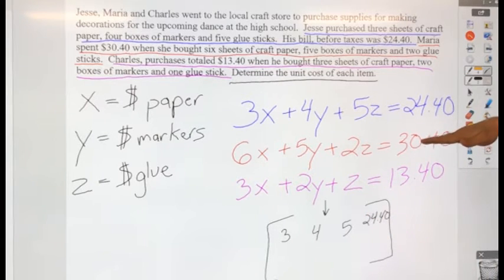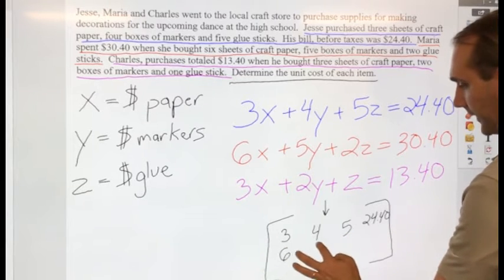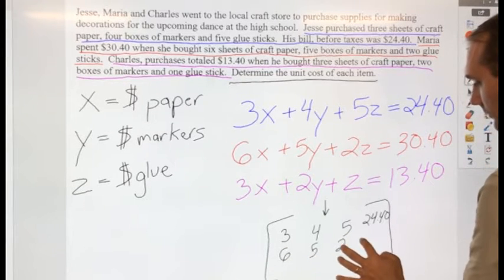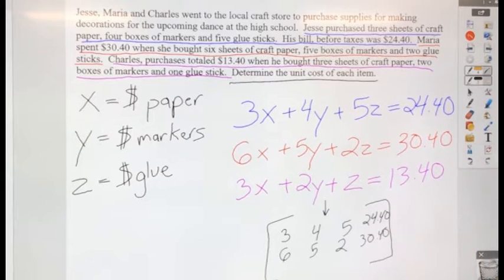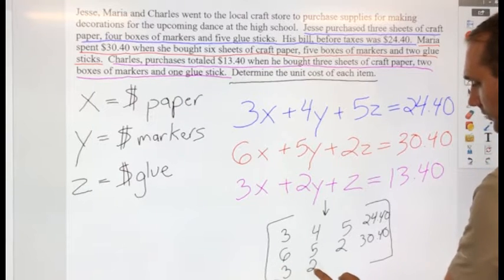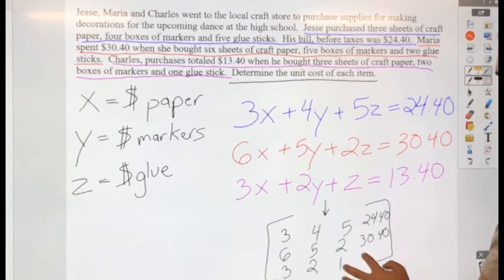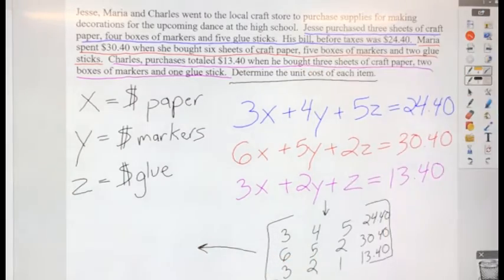The next, what would you write as your values? 6, 5, 2, 30.40. And then the last equation, which is my last row: 3, 2, 1, 13.40. Now here's my matrix. I want to use this to plug into the calculator to get my solution.